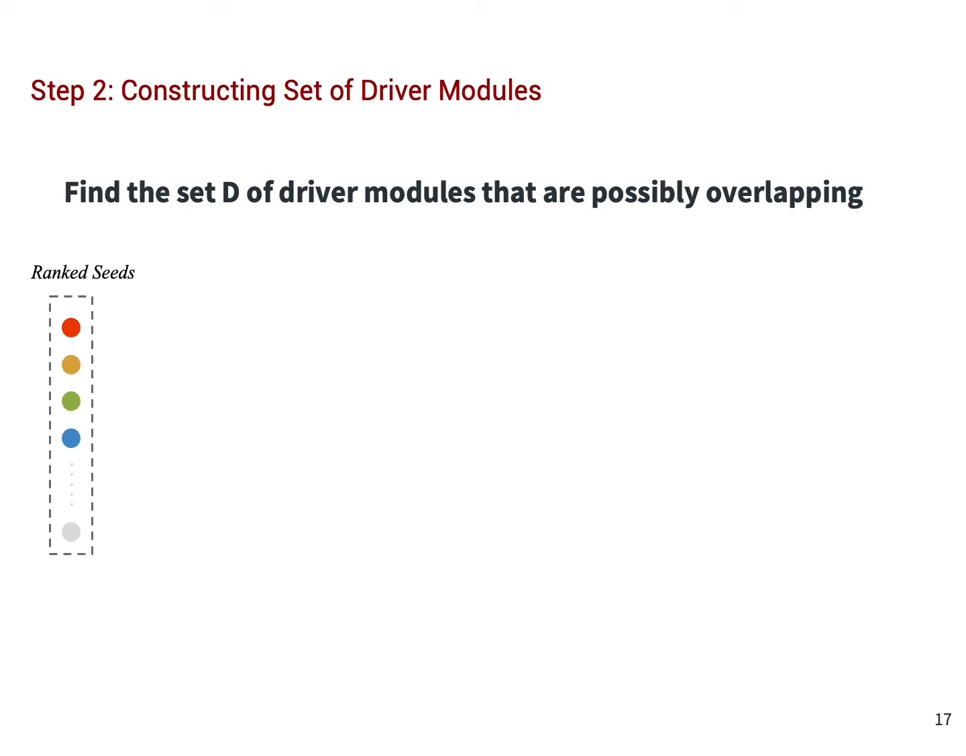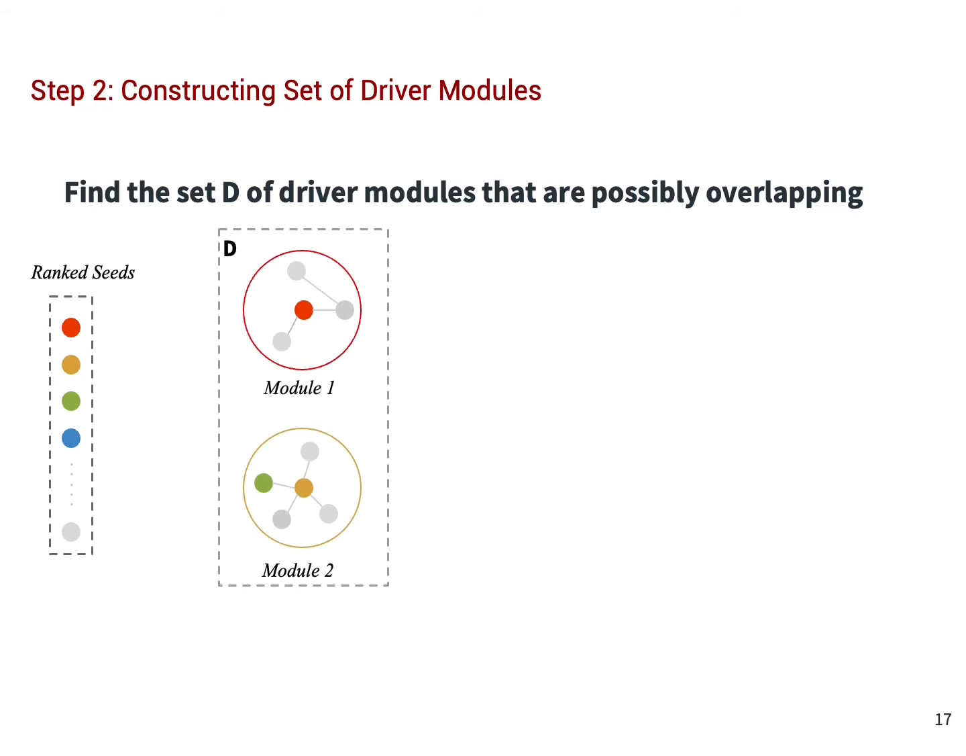So the way we do that, first we start with ranked seeds. Here we have our set D. The first module is grown out of the red seed, and the second one from this brown one. Because the green is part of the second module, we skip growing the third module from this seed, and we go to the blue. So here we have our current module, which is module 3.